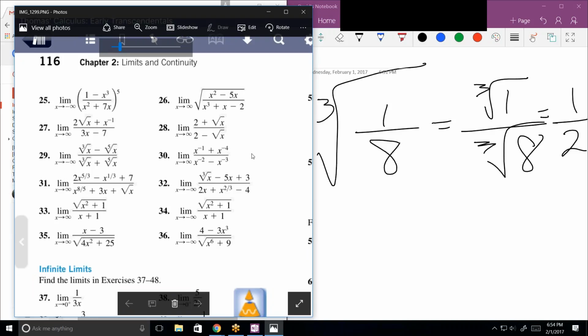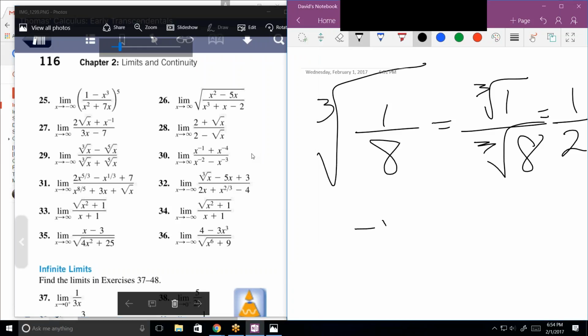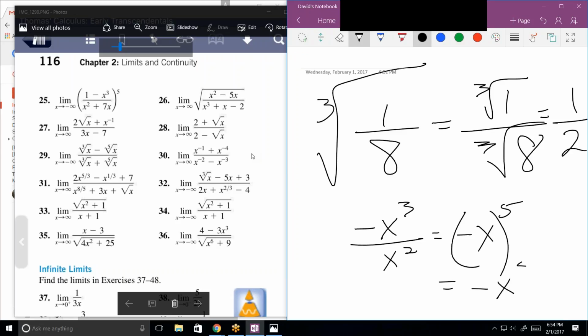So 25 is going to go... What's going to happen to 25? So it'd be x cubed over x squared. Well, it'd be negative x cubed over x squared, which simplifies to negative x. And then because we have to take it to the 5th power, it goes to negative x to the 5th. And now what happens is x goes to negative infinity.